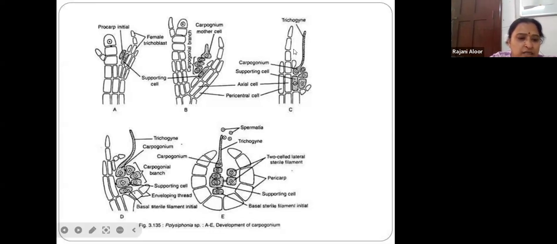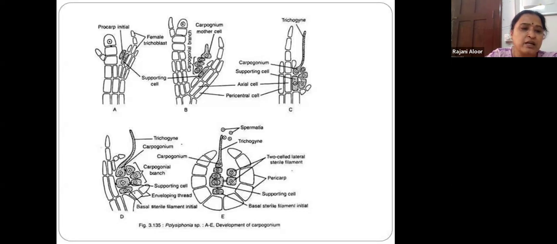During the development of the carpogonia, the female trichoblast initial is developed in the central region, 3 to 4 cells below the apical cell. The female trichoblast undergoes repeated divisions to form 5 to 7 cells. The lower part has only 3 cells, and these 3 cells are the female trichoblast cells. Vertically they form the tier of pericentral cells.